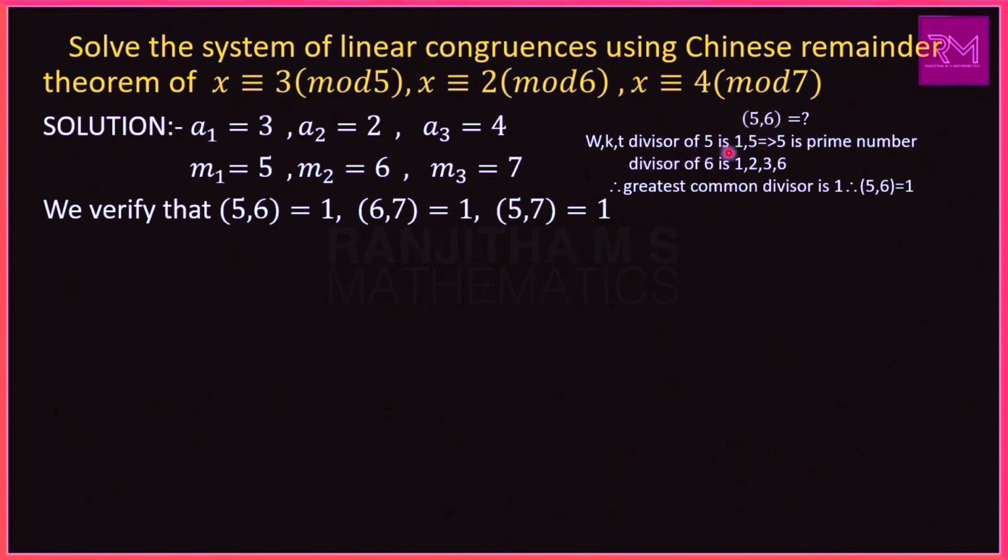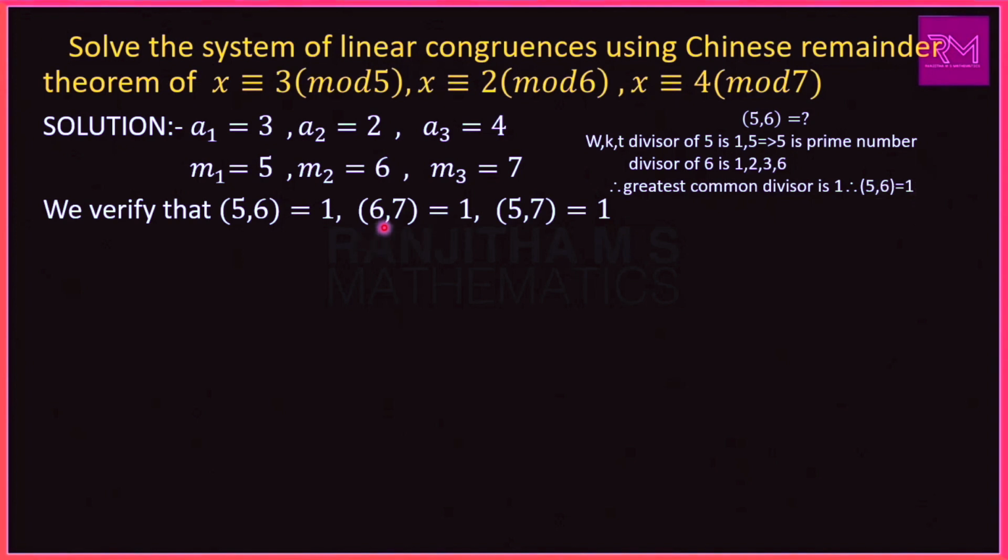The divisors of 5 are 1 and 5 itself, because 5 is a prime number. Similarly, the divisors of 6 are 1, 2, 3 and 6. Here 2 divides 6, 3 divides 6 and obviously 6 divides 6. Among these two sets, the common divisor is only 1. So 1 is the greatest common divisor. Therefore, the GCD of 5 and 6 is 1.